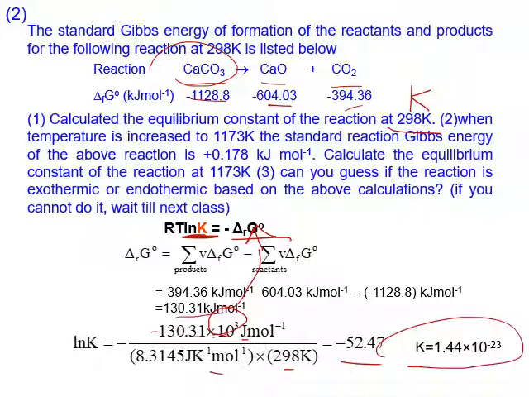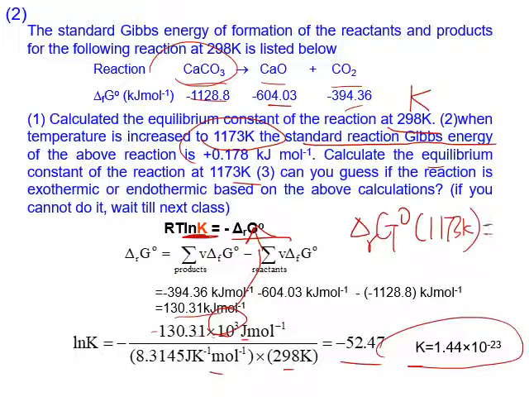Now the next question is, when temperature increases to 1173 Kelvin, so at high temperature, what will be the equilibrium constant? Now it gives you the standard reaction Gibbs energy at this temperature. So delta G at 1173 Kelvin is given, it is 0.178. So it gives you this number, and it asks you the equilibrium constant at 1173 Kelvin.